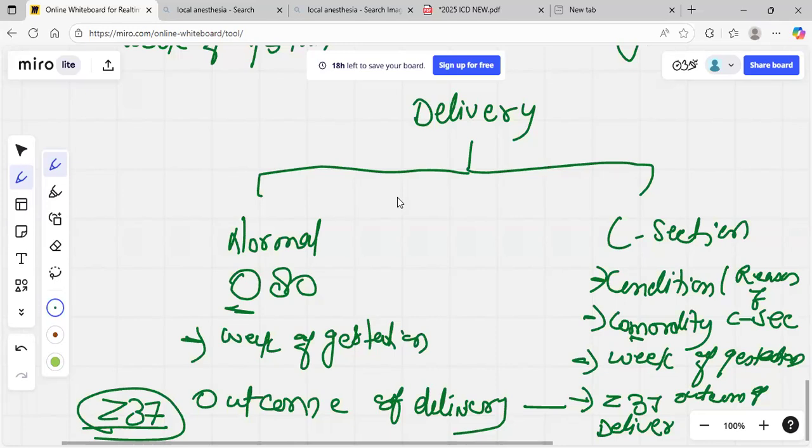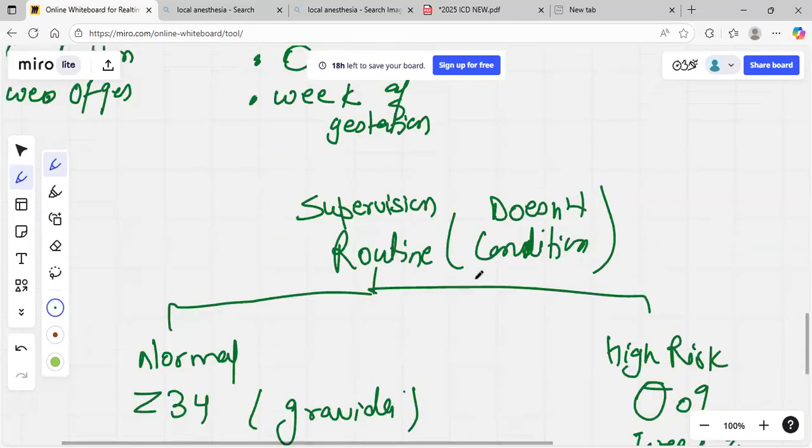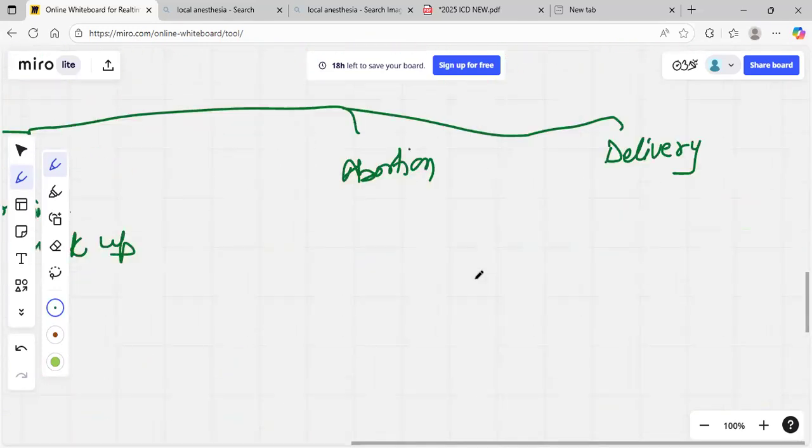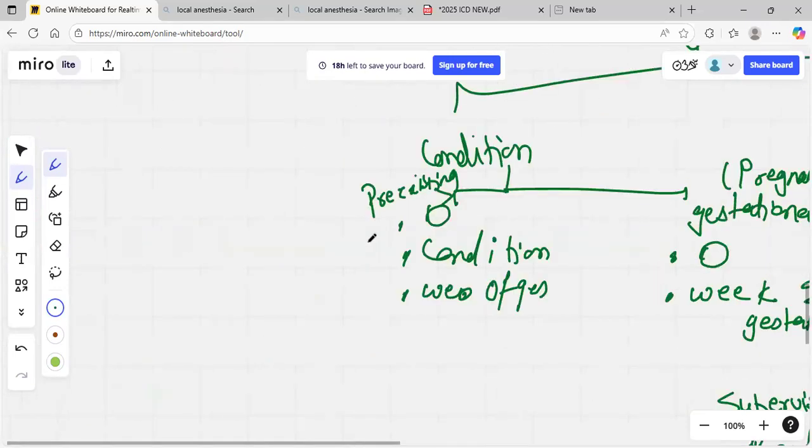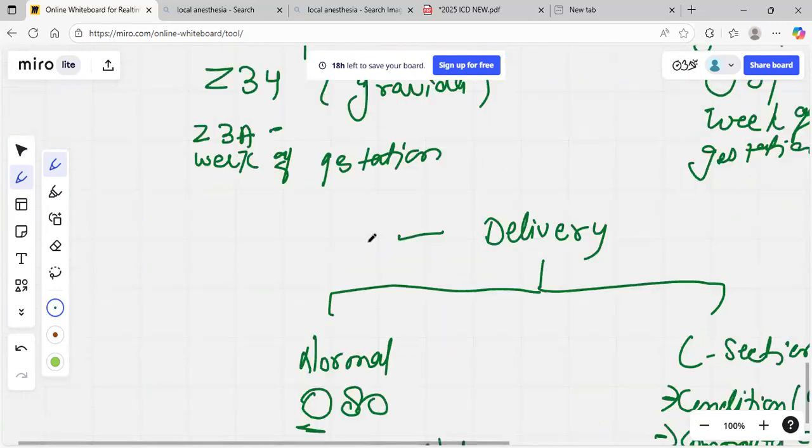Okay. So we have discussed the delivery, we have discussed the supervision, we have discussed the pregnancy encounter. Now let's move further to abortion. So let's say patient is coming for the abortion.